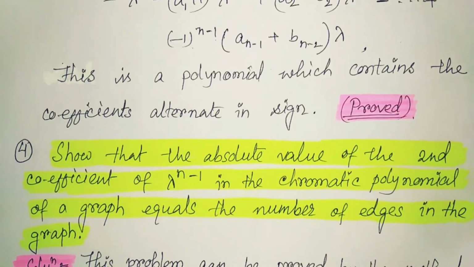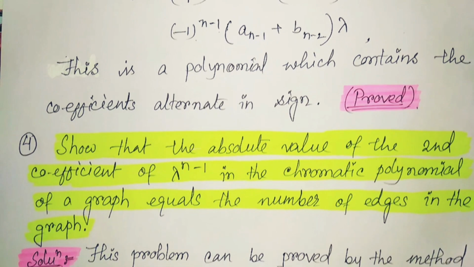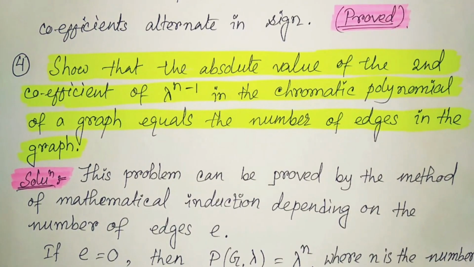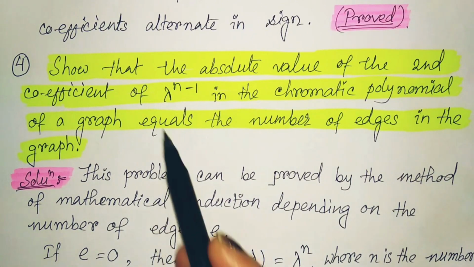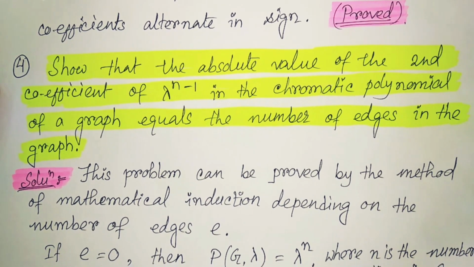And one more theorem corresponding to this chromatic polynomial is that the absolute value of the second coefficient, that is the coefficient of lambda to the power n minus 1 in the chromatic polynomial of a given graph, equals the number of edges in the graph. So I am always telling you that the coefficient of lambda to the power n minus 1 implies the total number of edges in the given graph. But how is it possible? That we are going to prove now.